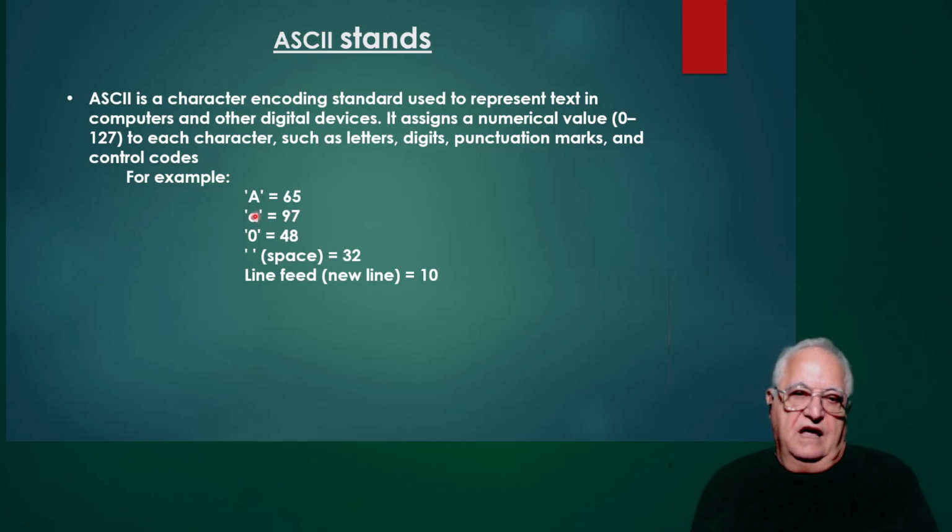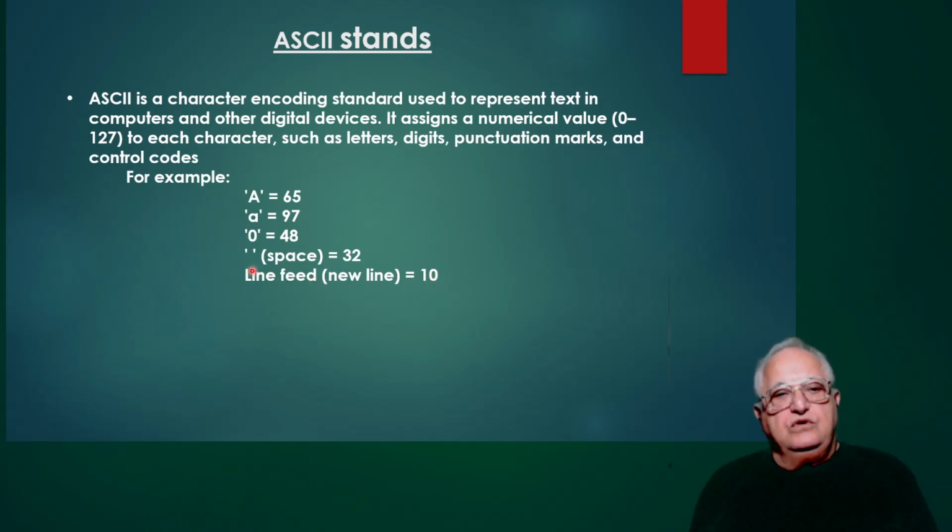The lowercase a is represented by number 97. By the way, these are decimal numbers. The 0 is represented by 48. Space is represented by 32. And line feed, for example, new line, is represented by 10.